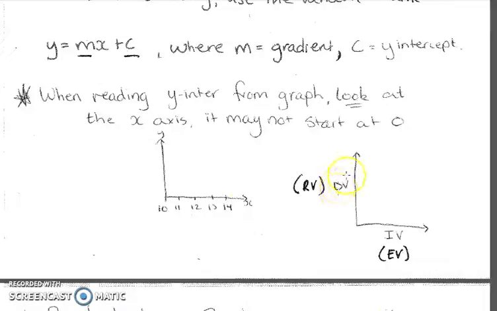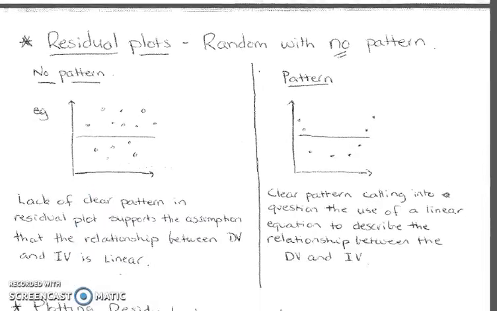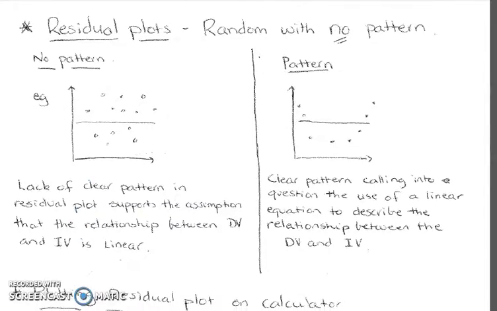Once again, I've placed it here as your dependent variable and independent variable, and then placed RV and EV on just to help identify which one's the response and explanatory variables. Residual plots: random with no pattern.